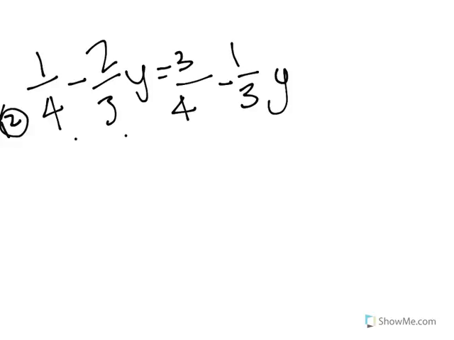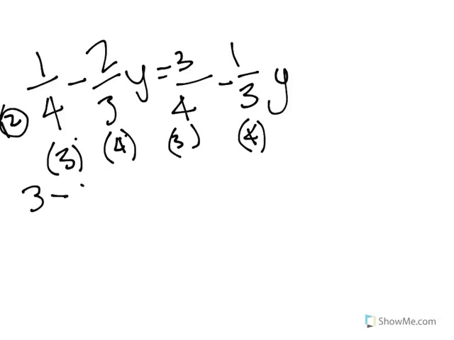All right, so 3 times 4 is 12, and 4 times 3 is 12. Okay, great. So, in essence, all of the denominators should cancel, and then we multiply through the numerator with the number in parentheses, okay? So then we will get 3 minus 8y equals 9 minus 4y.